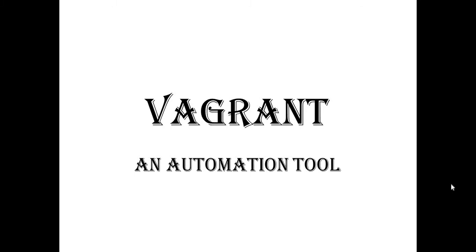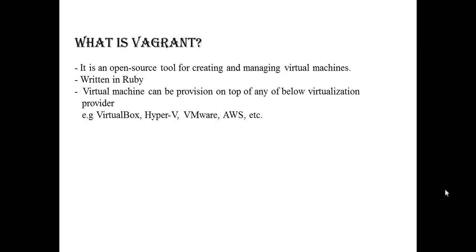Today we are going to learn about a very interesting automation tool called Vagrant. What exactly is Vagrant? Vagrant is an open source tool for creating and managing virtual machines. It is written in a language called Ruby. Virtual machines can be provisioned on top of any of the below virtualization providers, let it be Virtualbox, Hyper-V, VMware, AWS, etc.